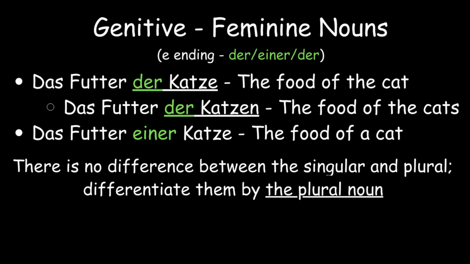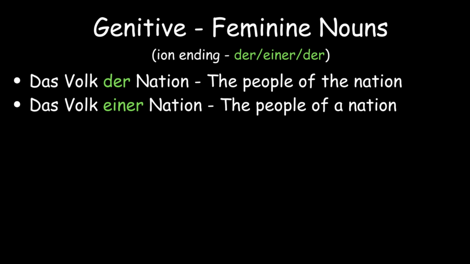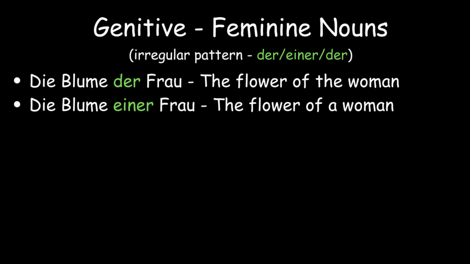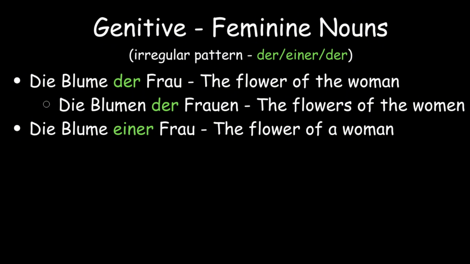Here we have a feminine noun ending in ion. Das Volk der Nation. Das Volk einer Nation. To pluralize it, change the noun. Das Volk der Nationen. The first part is nominative, and the second is genitive. The plural noun will tell the difference: Nationen. Here we have a feminine noun with an irregular pattern. Die Blume der Frau. Die Blume einer Frau. To pluralize it, change the nouns accordingly. Die Blumen der Frauen. The first part is nominative and the second is genitive.